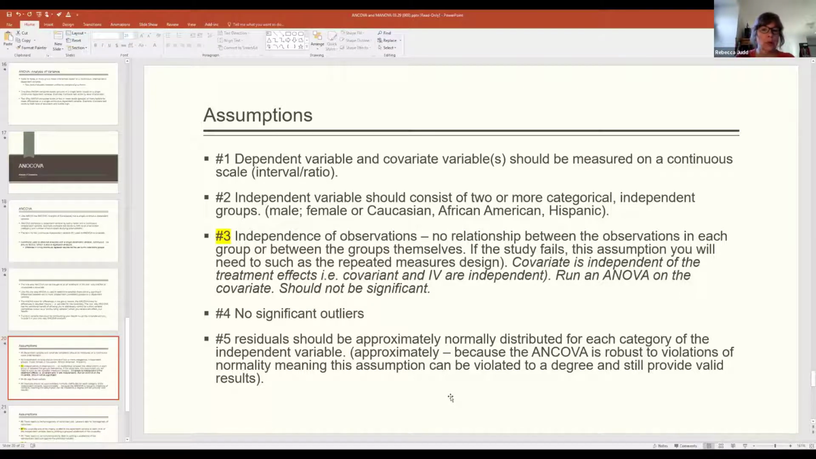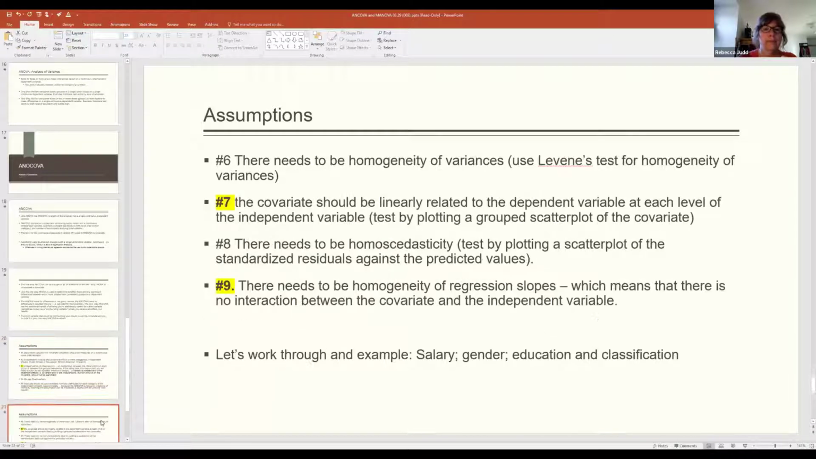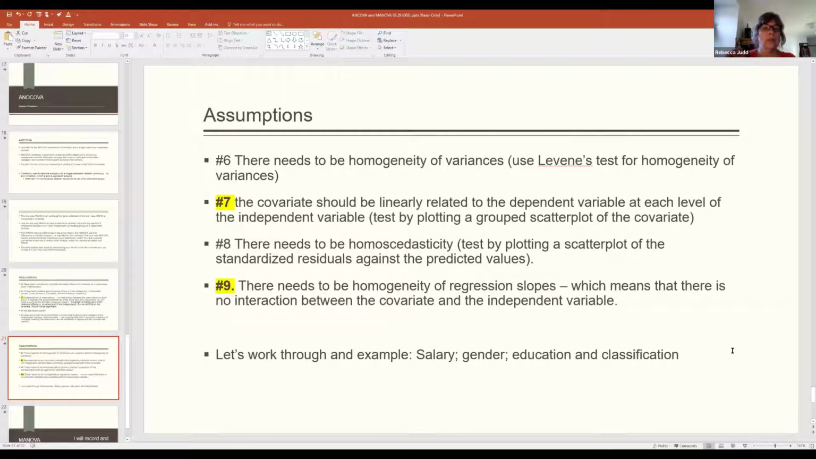Residuals should be approximately normally distributed for each category of the independent variable. Now, this is one of those assumptions that you can violate somewhat because ANCOVA is very robust to this violation of normality. So it can be violated to a degree and still provide valid results. So it doesn't have to be as exact as it is in some of the other tests. We also need homogeneity of variances, and we'll use Levene's test, and we want Levene's test to be not significant when we look at it.